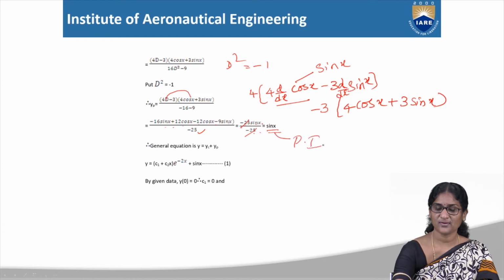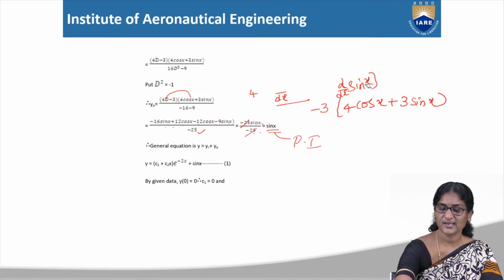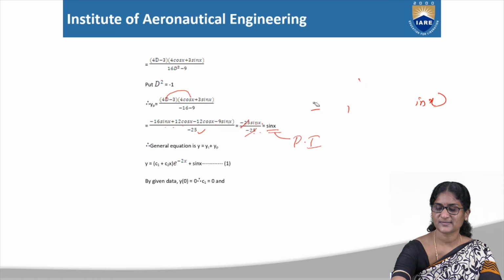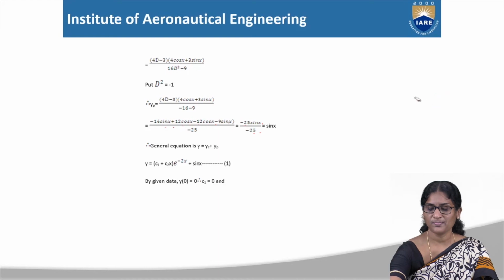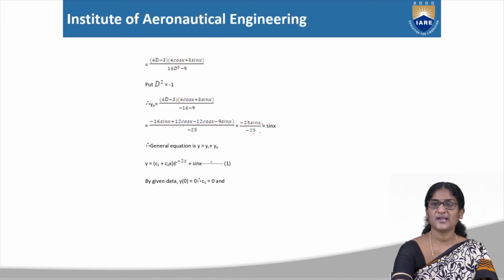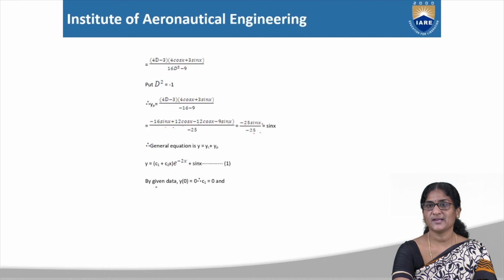So this is how we find the particular integral for sin x and cos x. Now again, what is our general solution? The general solution is nothing but the complementary function plus the particular integral. The complementary function which we got in this case is c1 plus c2x, e power minus 2x, plus sin 2x.